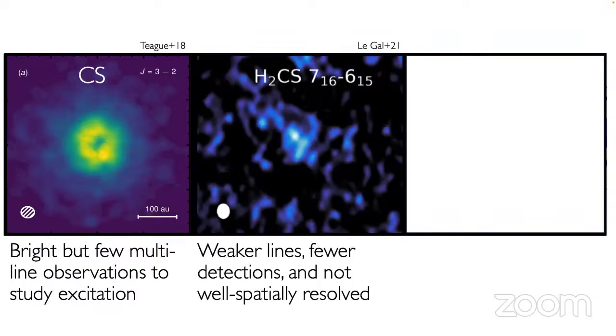observations. H2CS, on the other hand, as you can see here, looks a little less like a disk, a little more like a blob. The signal to noise is lower. The lines are inherently weaker. And so we don't have as many detections, and they are not as well spatially resolved.